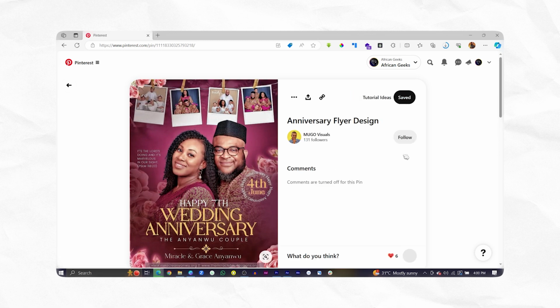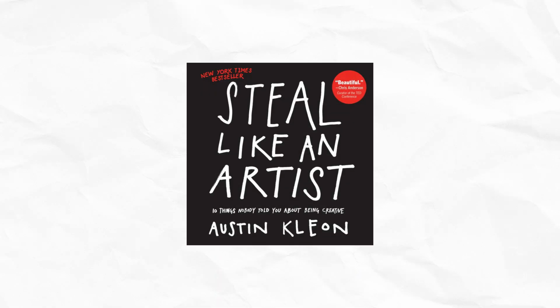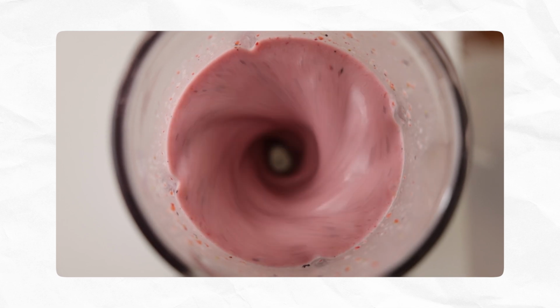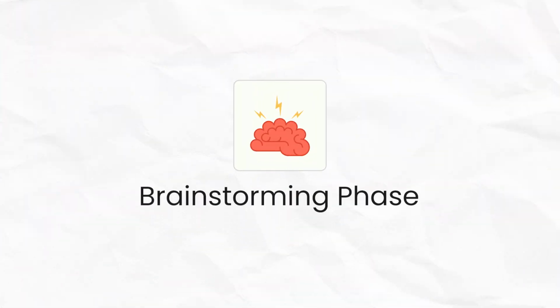Then once I gather a few of them, I analyze all the designs and really see what I can learn from them, just so I can copy the ideas that stand out to me. And wait, before you judge me for saying copy, yes, I copy them, because the book Steal Like an Artist says that every new idea is a mashup or a remix of one or more previous ideas. So I just copy a few things from all the designs I've gathered and blend them all together so you can have something unique. Then once that is done, I move on to the brainstorming phase, which is the next process.